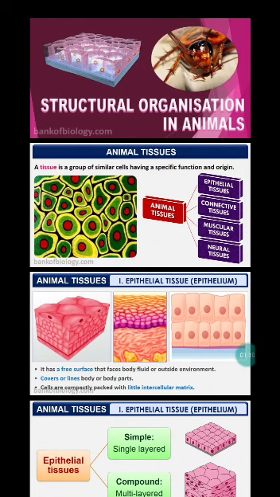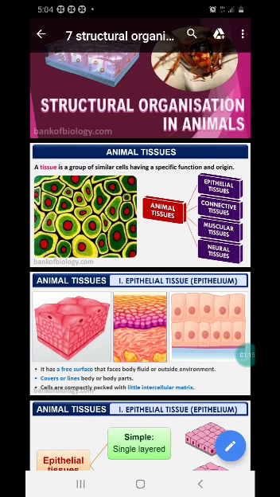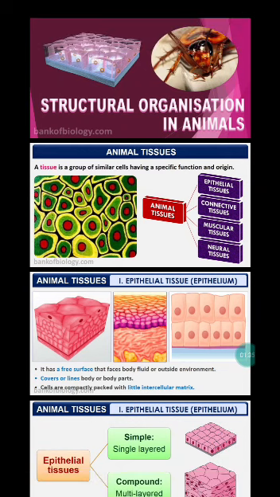Now, what do you mean by epithelium or epithelial tissue? This tissue forms the covering of our body as well as the internal organs. Every organ has got a lining or covering, an outer covering as well as an internal covering. So that covering tissue is known as the epithelial tissue. Its free surface should face the body fluid or the outside environment. That is the case of skin. If it is the skin, it faces the outside environment.